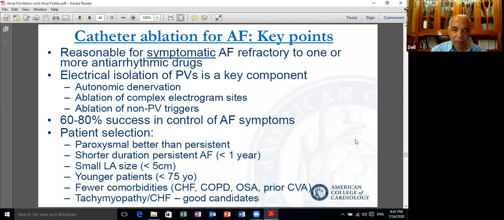It's better in paroxysmal than in persistent, in patients with short duration, less than 1 year, than in patients with long-standing atrial fibrillation. In patients with a small left atrium, defined as less than 5 centimeters, in younger patients, defined as less than 75. Patients who are having cardiomyopathy as a result of the atrial fibrillation are obviously good candidates.